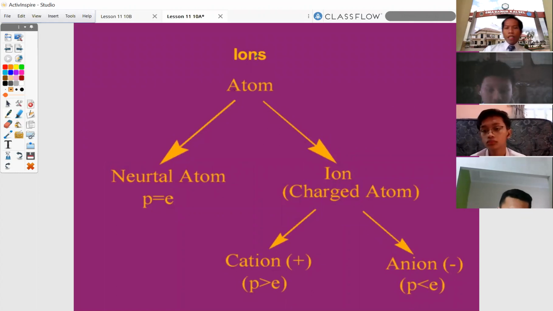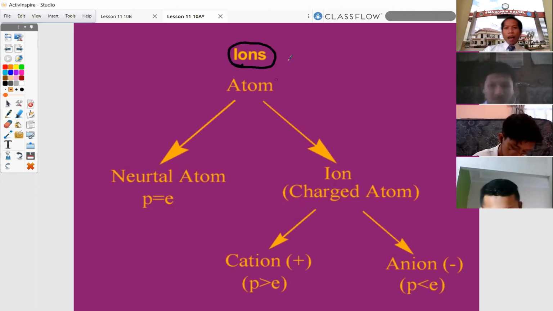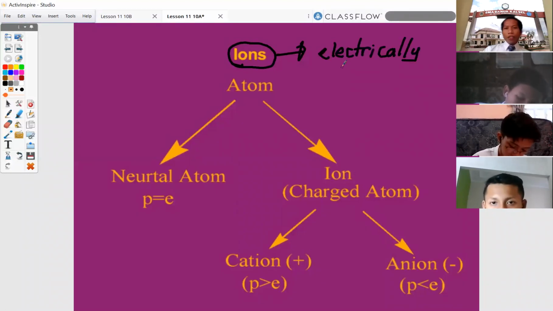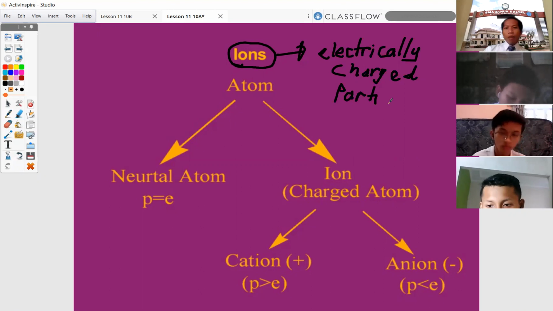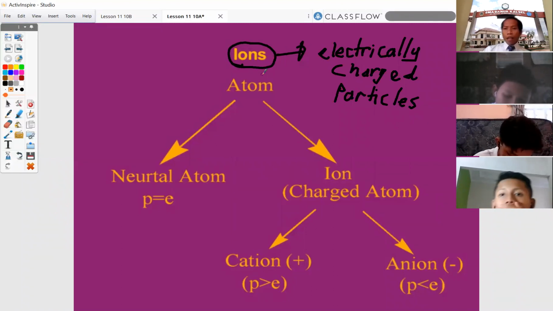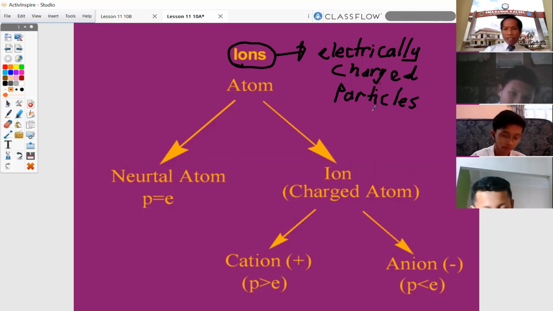The next thing is what we call ions. What is an ion? An ion is an electrically charged particle. An ion is also a particle like atoms and molecules, but ion is a different particle. This particle has an electric charge. What does it mean to be electrically charged?